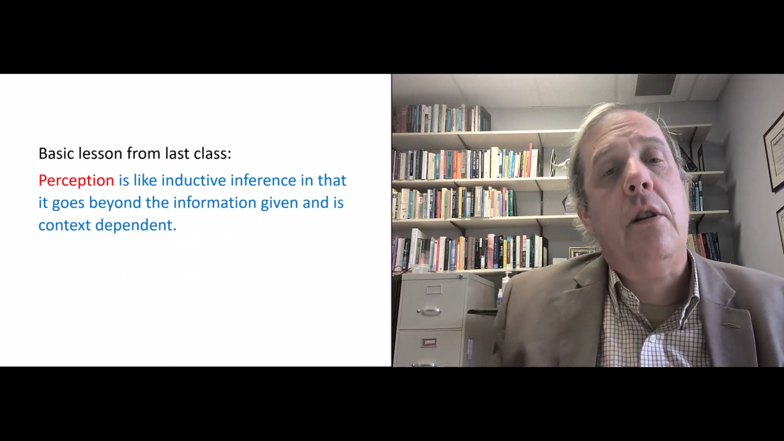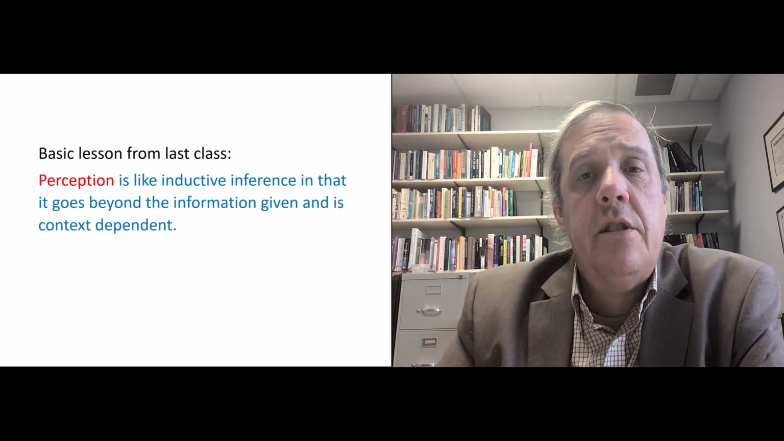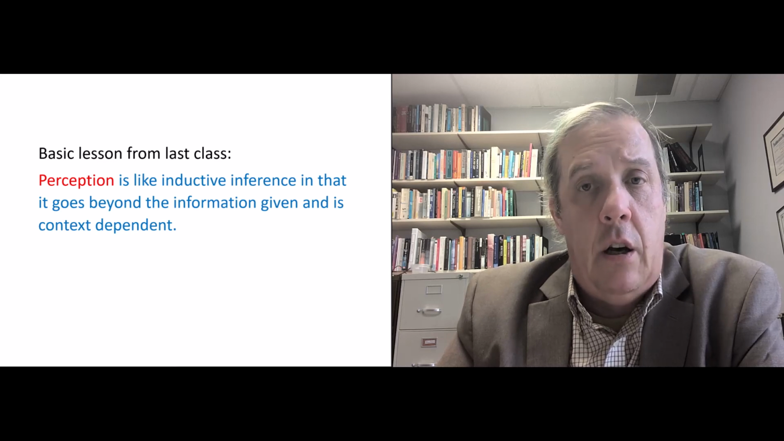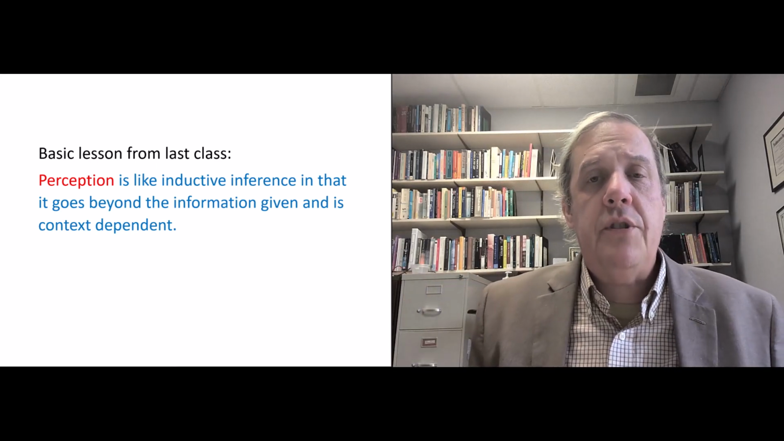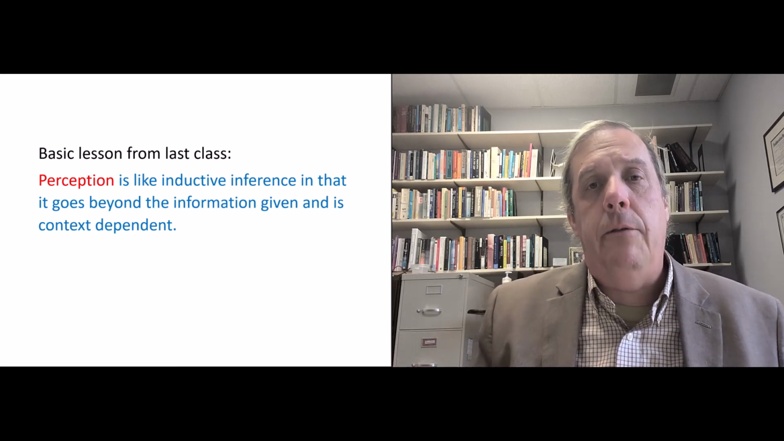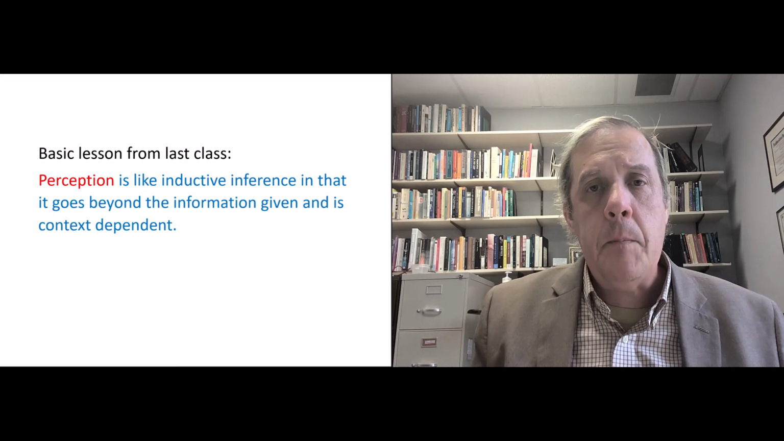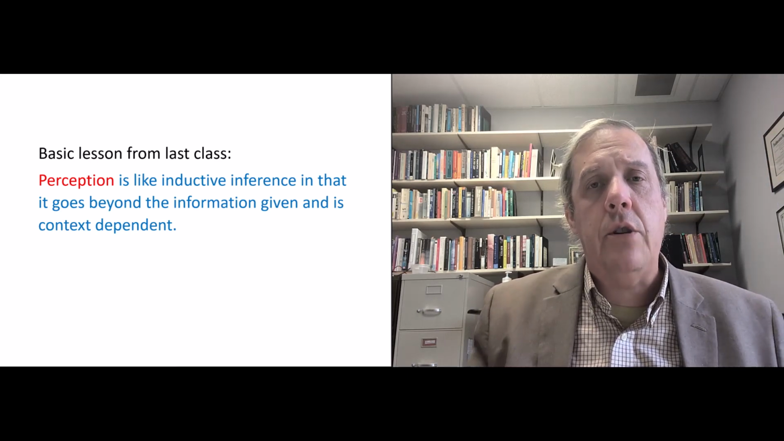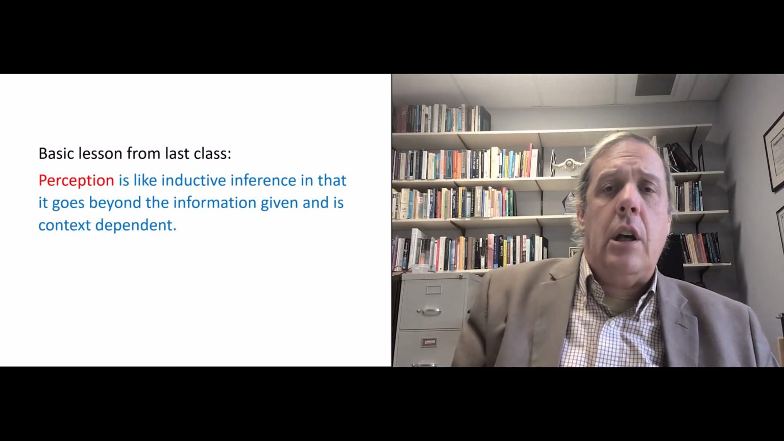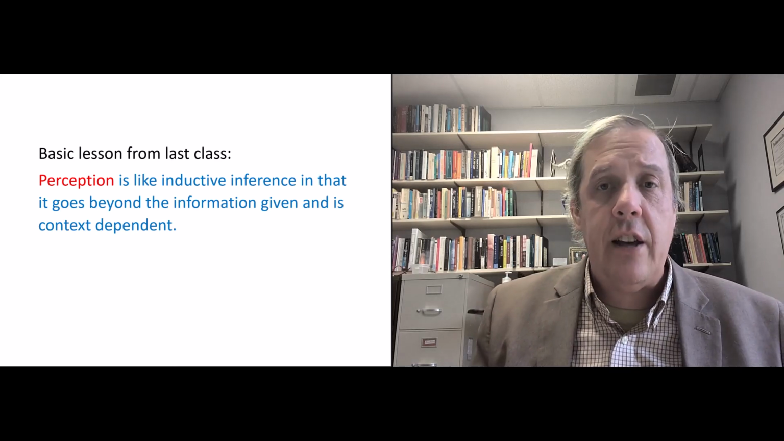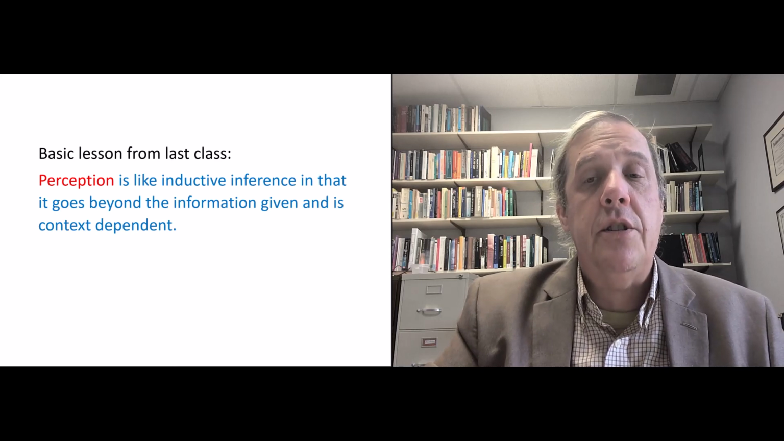So the central lesson of the last class was just that perception is like inductive inference in that it goes beyond the information given and is context dependent. So we think of perception as simply delivering us the unvarnished truth. Here's reality. You just saw it with your own eyes. But that's not the way perception works. In fact, perception involves a lot of reconstruction of what you think should be out there from an imperfect two-dimensional upside-down image on the back of your retina. And this process of reconstructing what you think should be out there looks a lot like inference. It goes beyond the information given, it's context dependent. And this is a common cause of all kinds of misperceptions. You don't see things that you don't think should be there. So again, perception is like inductive inference in that it goes beyond the information given and is context dependent.